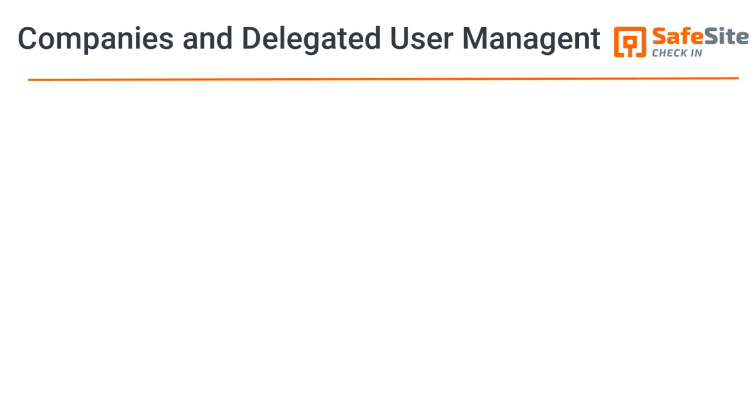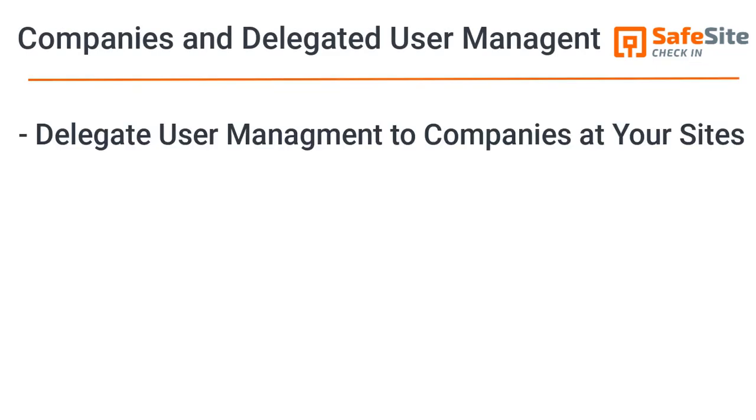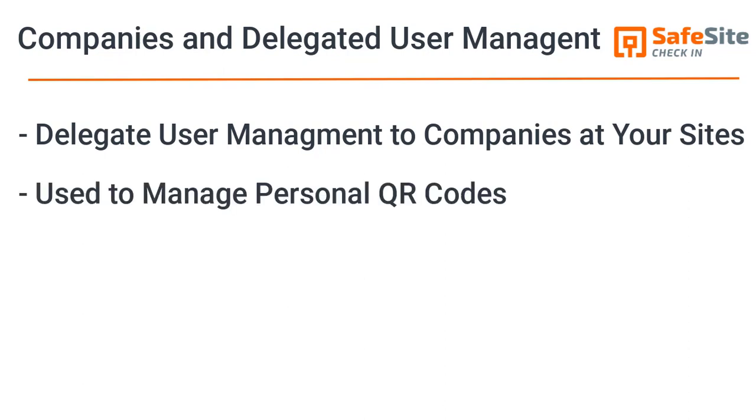This video provides an overview of companies, which are used to delegate user management to companies at your sites. For example, a general contractor that is a SafeSite check-in account owner may want their subcontractors to manage their own employees, users in the app, where each has their own personal QR code badge.